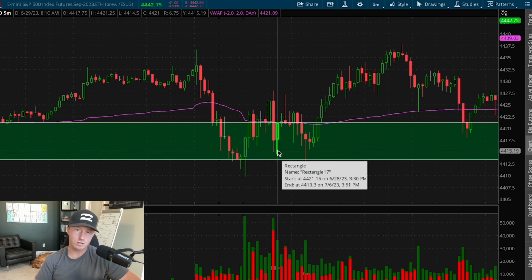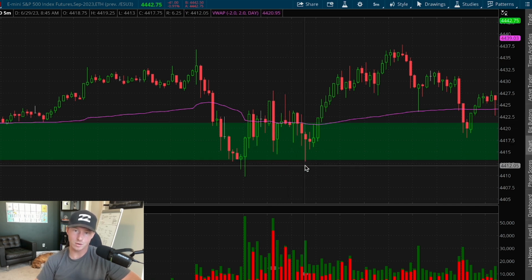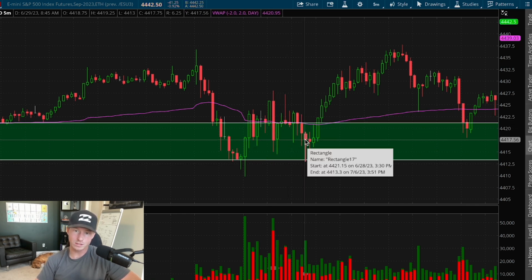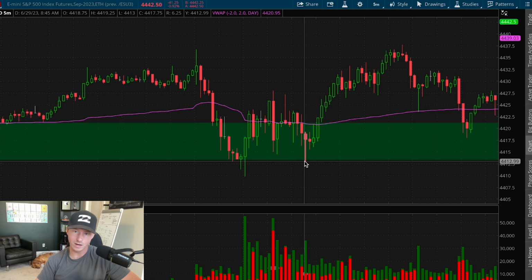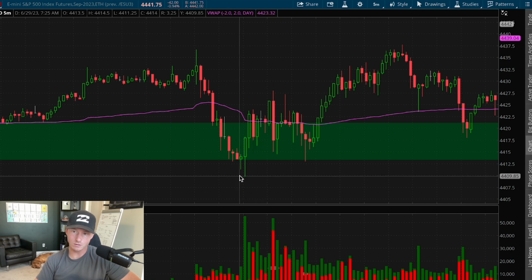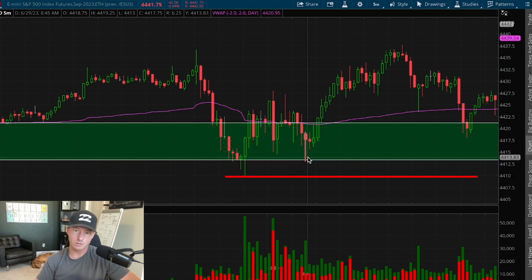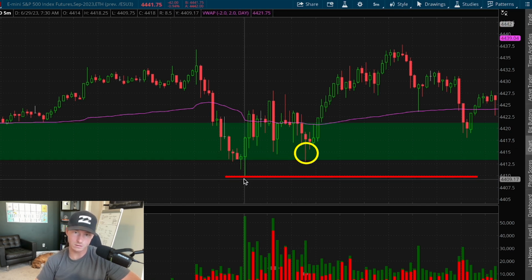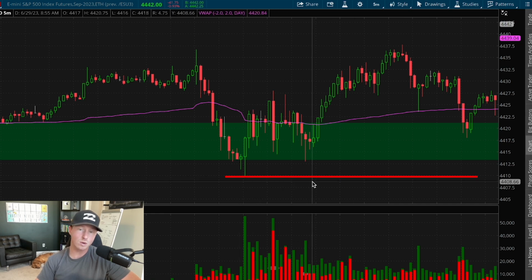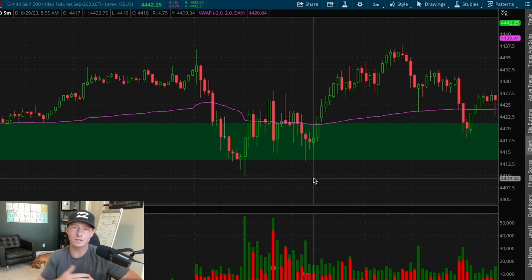And what we ended up doing is we formed this nice little double bottom, right? It wasn't perfect, but as you can see, we dipped back down to this level, the bottom of this demand zone. The low here was 44.09. So we could have got in somewhere around 44.14 and put our stop loss just below the lows. And this is why I like double bottoms, because it makes you risk less money.